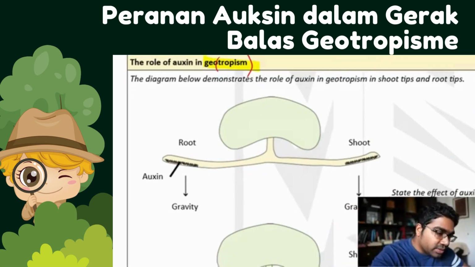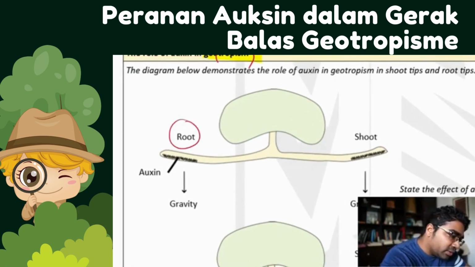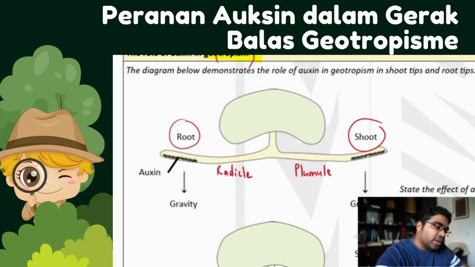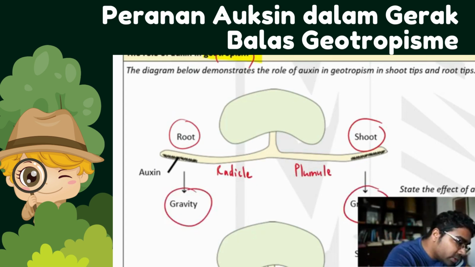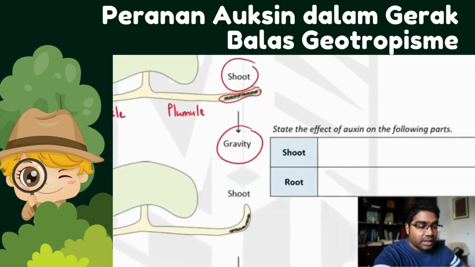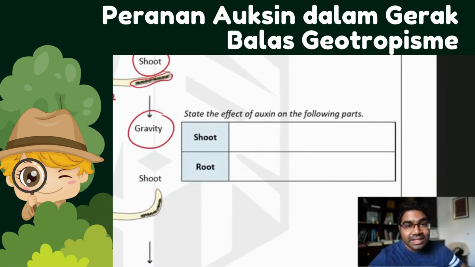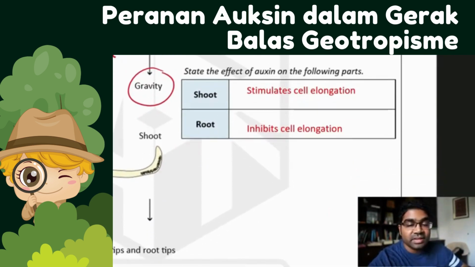And so let's look at this. This is a seed that is germinating, and then we have the young root and the young shoot. The young root is called the radicle, and the young shoot is called the plumule. And due to gravity acting downwards, pulling all the auxin to the lower part of the radicle and the plumule. Auxin has a different effect in the root as well as the shoot. In the shoot, auxin has the effect of stimulating cell elongation, whereas in the root, auxin inhibits cell elongation.